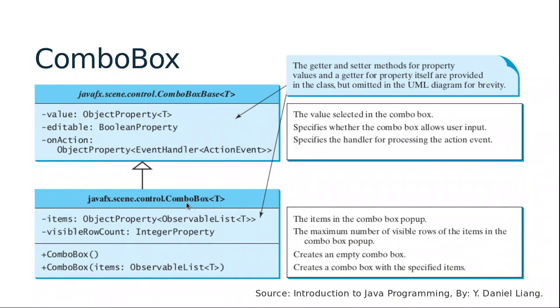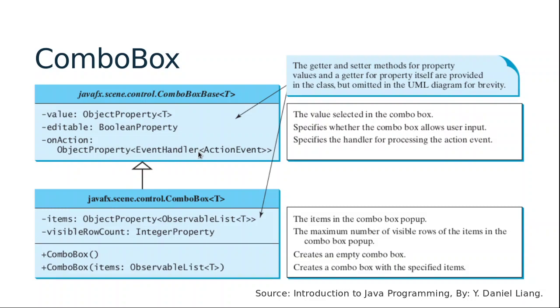Now ComboBox extends the ComboBoxBase class, which has a few more properties. One is the value property: whatever option you want selected by default, you can set in the value property, or whenever the user selects an option, that option will be set to this value property, so that you can access it later on. Then the editable property, whether it is editable or not. And then the onAction property, which is nothing but the event handler object.